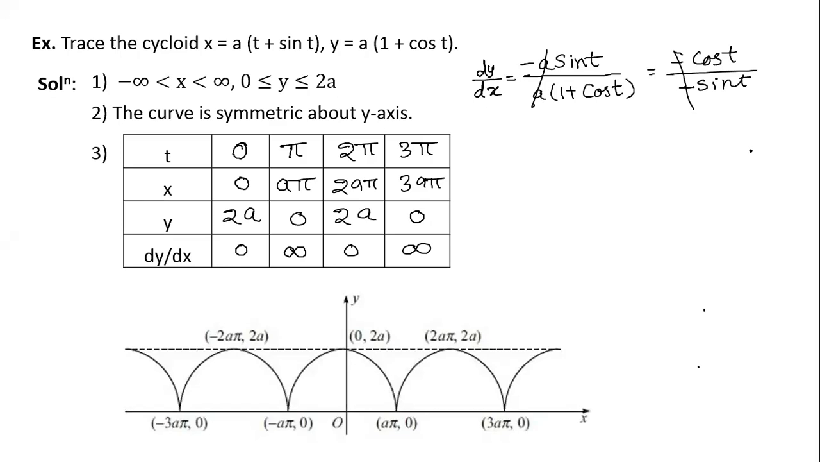So you can see here, x equal to 0, y equal to 2a, dy by dx equal to 0. There is a tangent at the origin parallel to the x-axis. x equal to a pi, y equal to 0, and dy by dx is infinity. There is a tangent at (a pi, 0) parallel to the y-axis. As such, we can proceed: (2a pi, 2a), and dy by dx is 0.